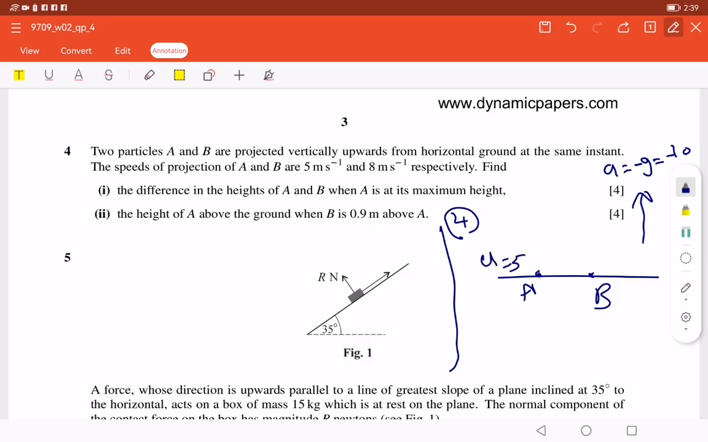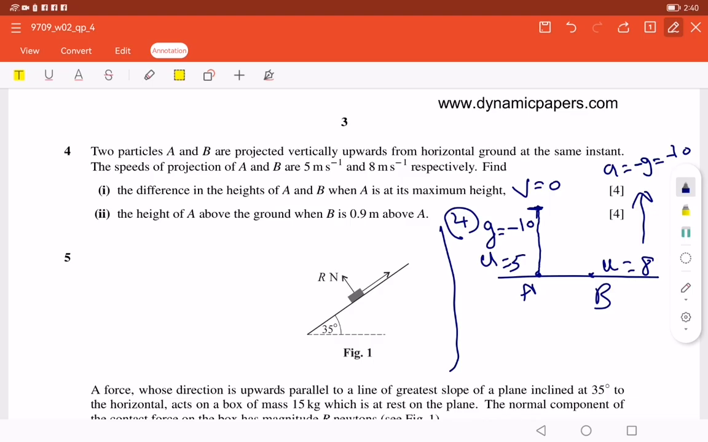The initial velocity with respect to B, u equals 8. But now we need to find the difference in heights of A and B when A is at its maximum height. What does maximum height mean? Suppose A moved vertically upward and stopped at this point. This point will be the maximum height. Maximum height means the terminal velocity will be 0. So, with respect to A, we have the initial velocity, the terminal velocity, and the acceleration also, the acceleration of gravity, which is equal to -10, in the opposite direction of gravity.